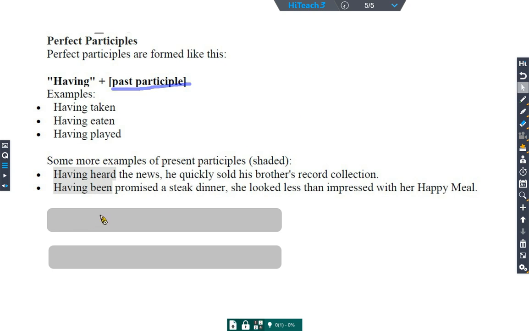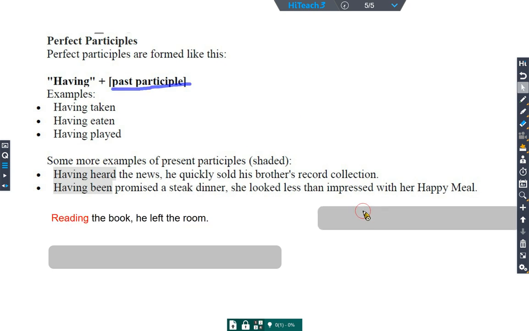So let's have a look at the difference. For example, let's have a look at this one. Reading the book, he left the room. So where is the book? Is the book on the table or the book is in his hands? So reading the book means at the same time, two things happening at the same time. So reading the book, he left the room. So the book is in his hands.